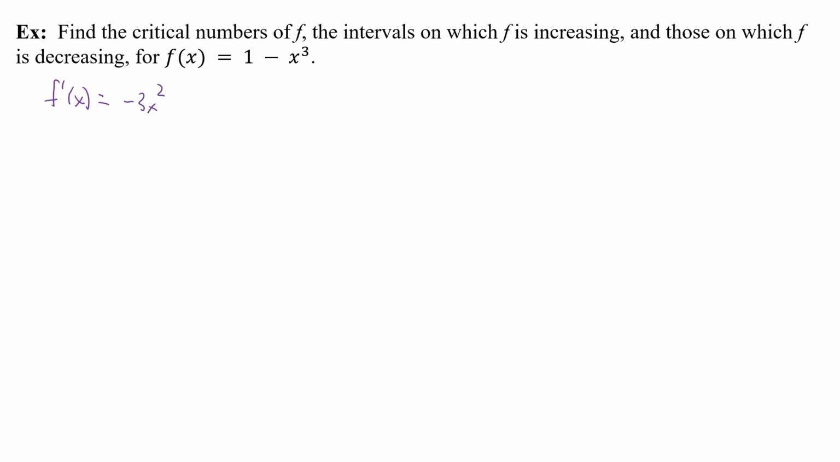Now, the critical numbers are where this is equal to 0. So when is minus 3x squared equal to 0? Divide by 3, you get x squared equals 0. Take the square root of 0, you get 0. So when x is equal to 0, the critical number, maybe I should say, of f is x equals 0.